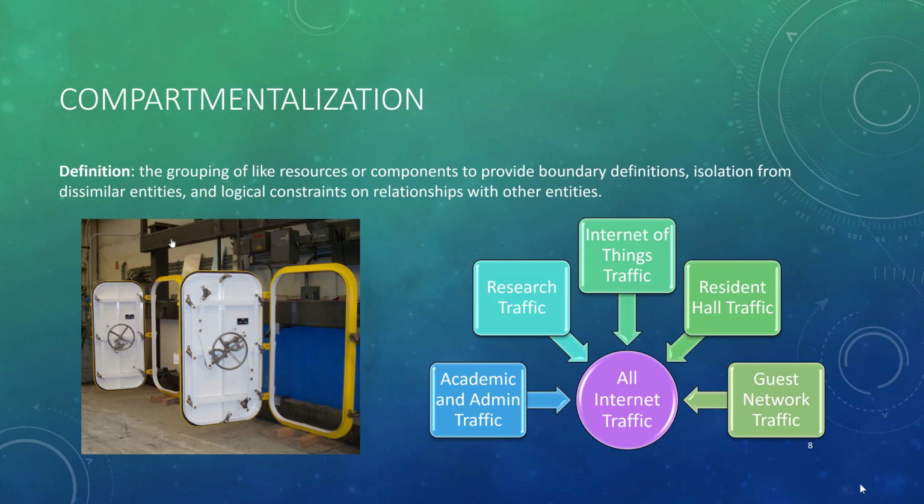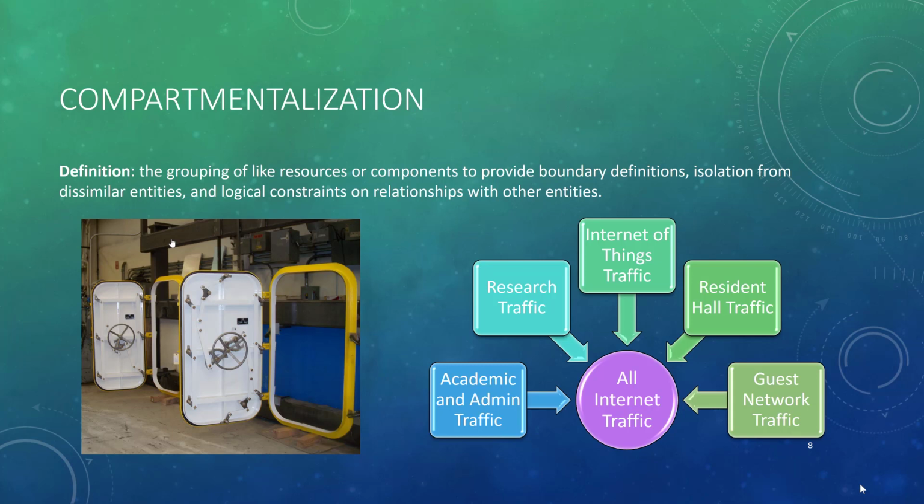But if you look over on the right, splitting up academic traffic based on its characteristics at a university, the traffic that is on the academic and administrative network is actually very different than the traffic that's on the research network. The academic and administrative traffic is very bursty. Research network, big chunks of data typically being moved. Internet of Things traffic, different than the previous two, and with different sensitivity. Resident hall traffic and guest network traffic all are dissimilar.